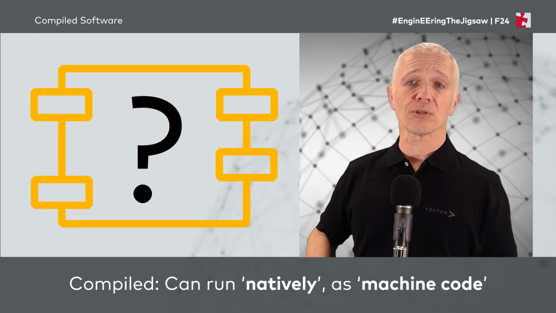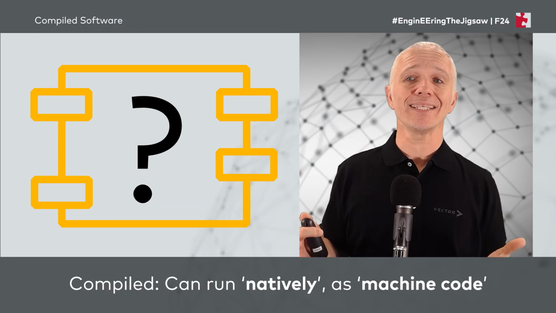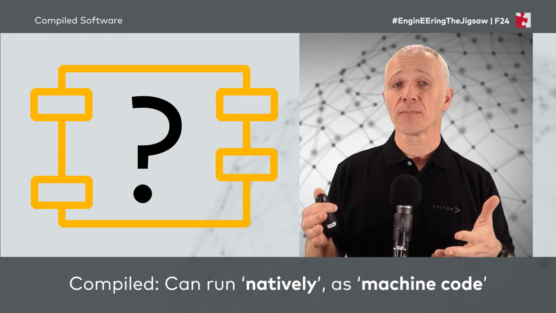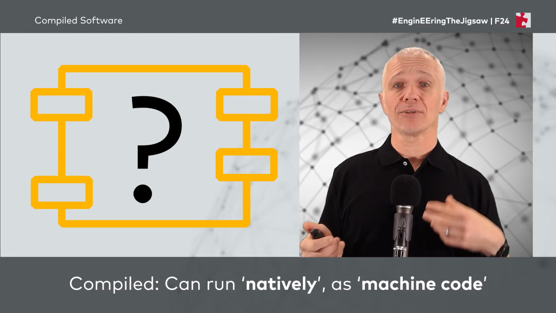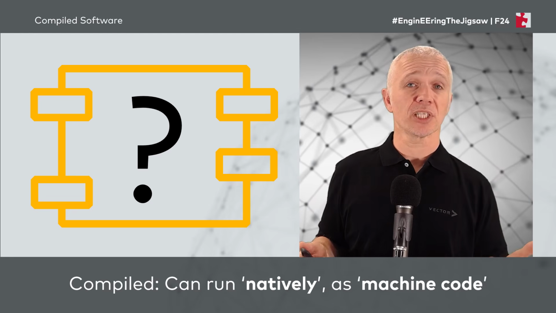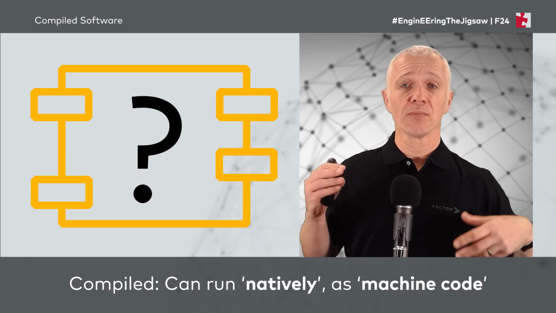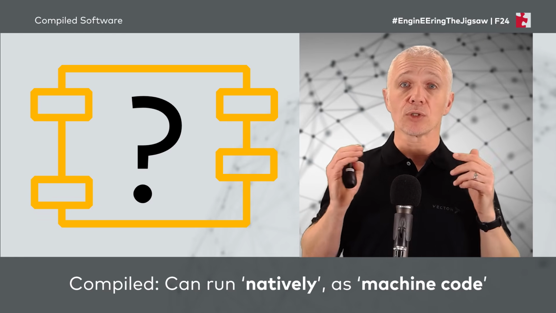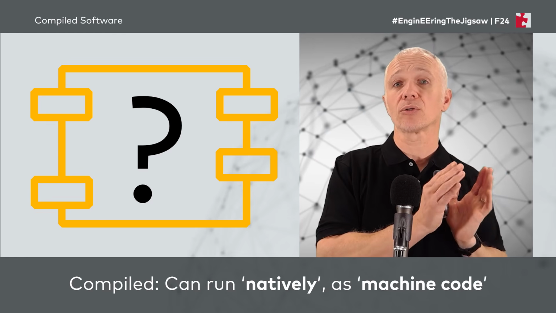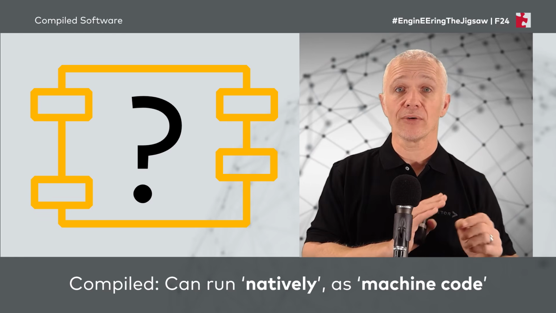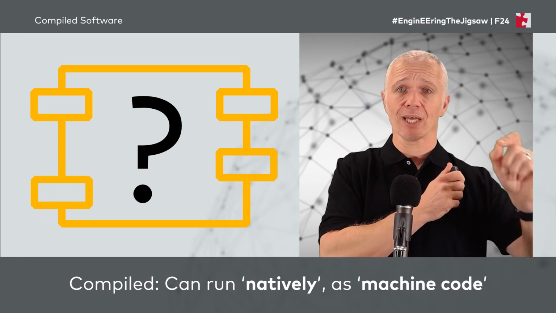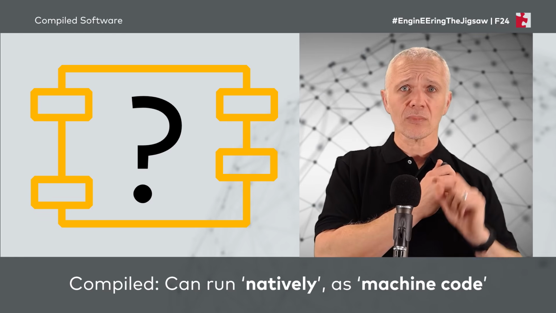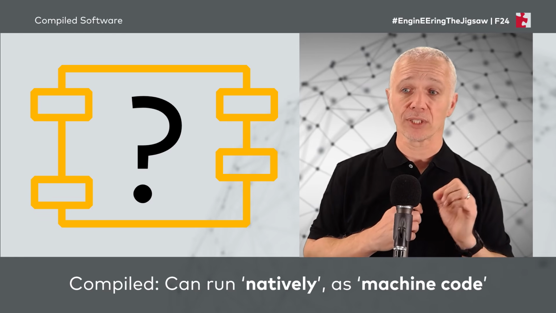So compiled software is able to run natively as machine code. What that means is we have an offline compilation process where we use software to perform the building of the software, and then we can take that and put it to where we want to run it, such as a microcontroller. And when we run the software, it just runs. We don't have to go through that process of compiling the software every single time.